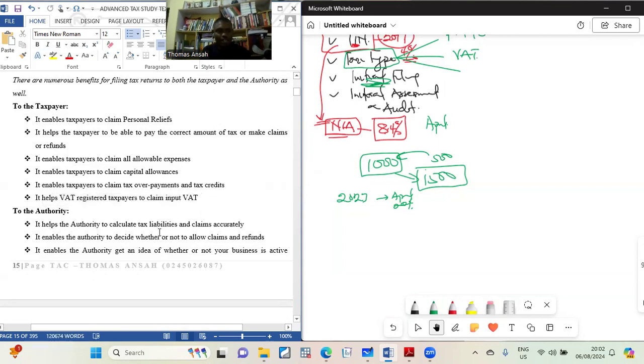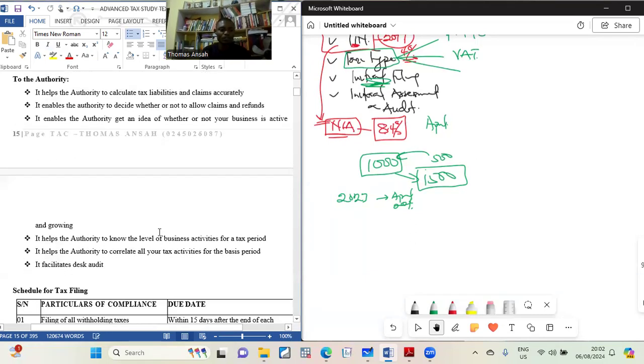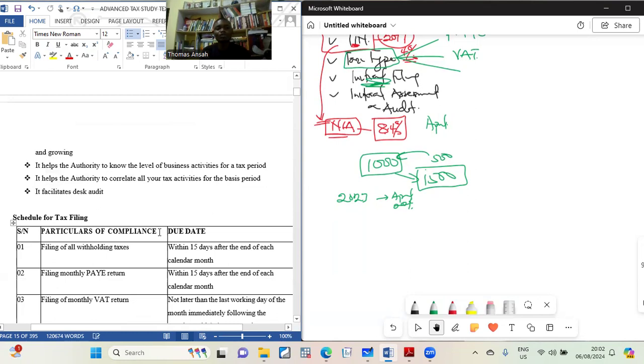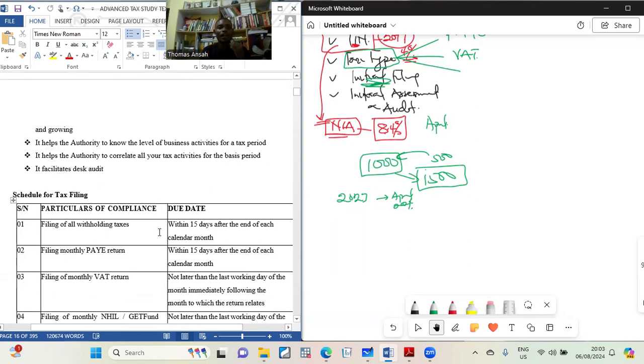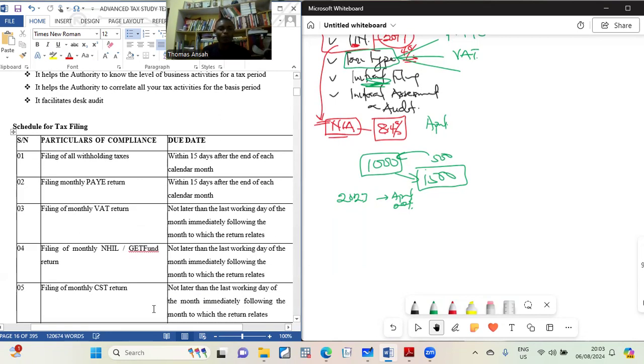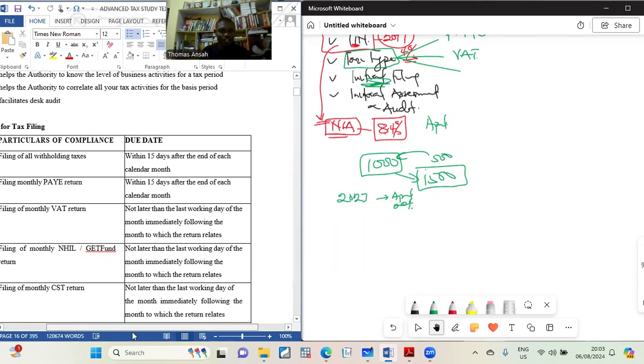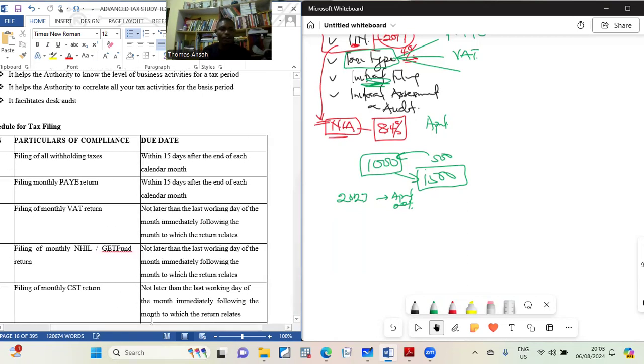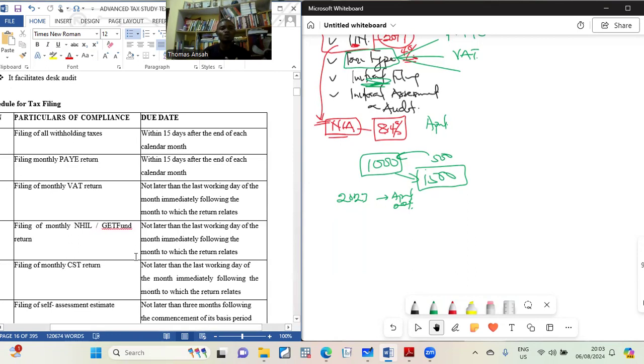All right. So that is that. It helps the authority to get information, know the tax net of people, and also be able to give you any refund. Also, if you give these things to them, it enables them to do a desk audit. They don't need to come to your office. They have the information.